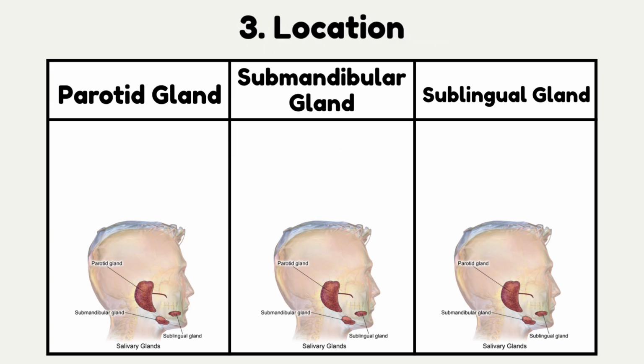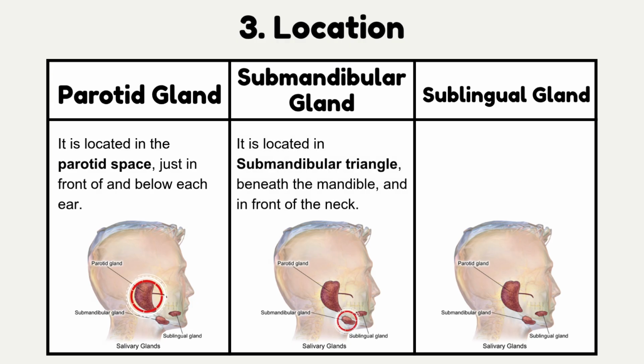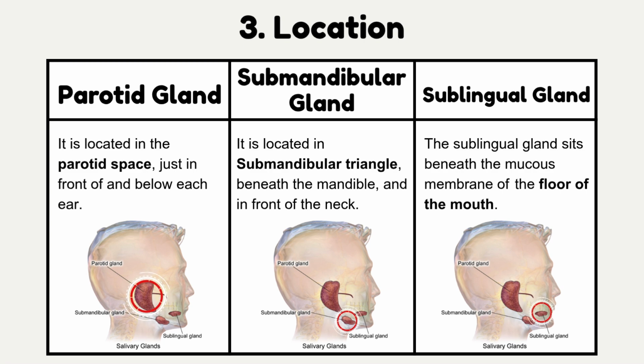Number 3. Location of gland. The parotid gland is located in the parotid space, just in front of and below each ear. The submandibular gland is located in the submandibular triangle, beneath the mandible, and in front of the neck. The sublingual gland sits beneath the mucous membrane of the floor of the mouth.